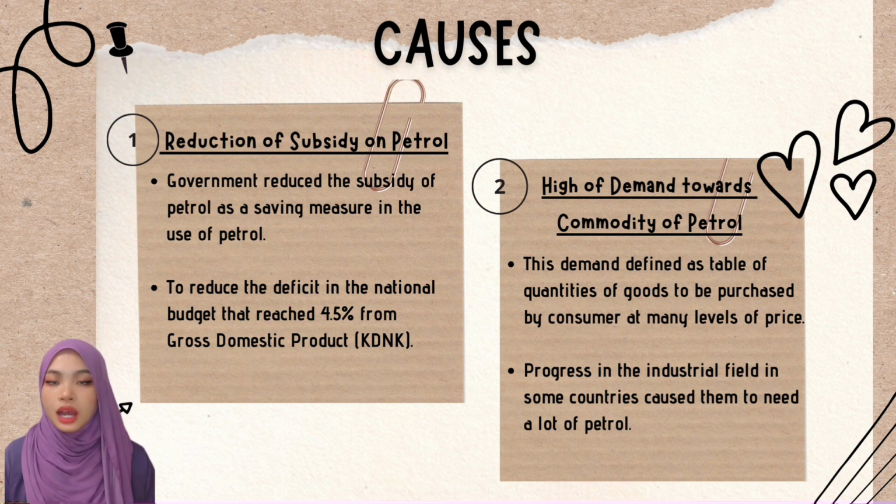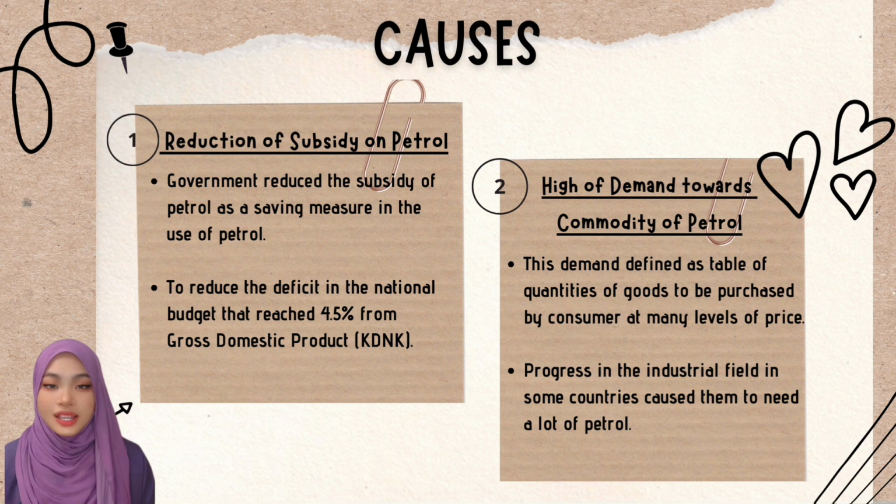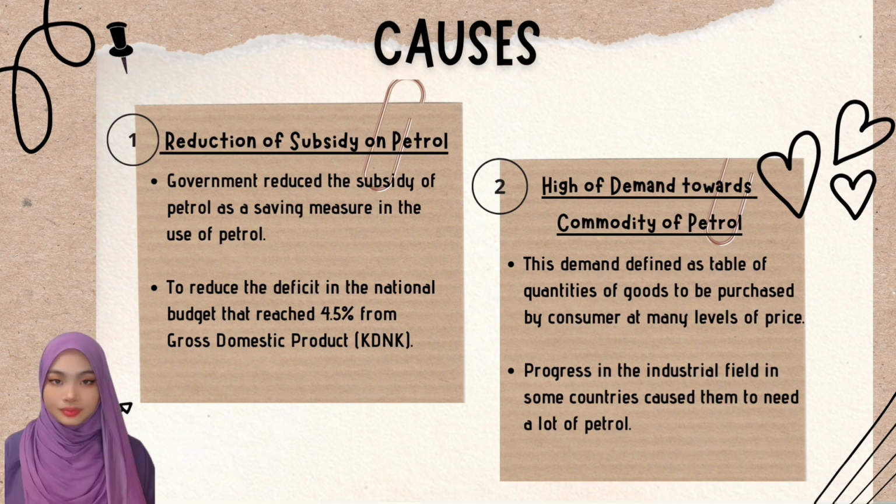Number two, high demand towards the commodity of petrol. This demand defines a table of quantities of goods to be purchased by consumers at many levels of price. Progress in the industrial field in some countries causes them to need a lot of petrol.